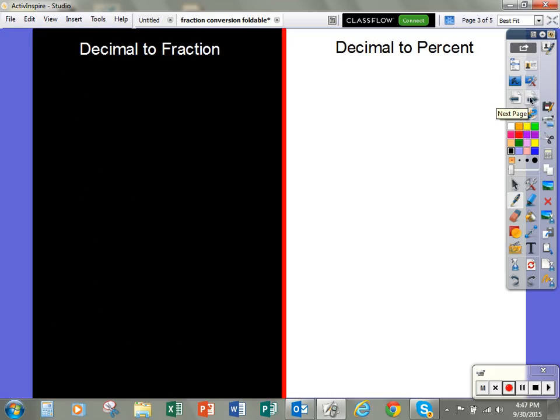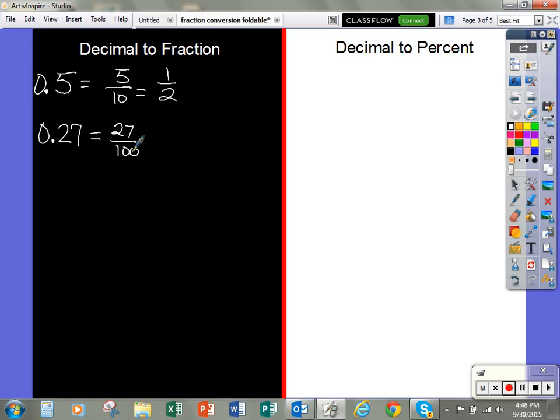Let's try decimal to fraction. Again, some of these are easier than others. If I have 0.5, I would simply write it the way that I say it, 5/10. And then I would simplify to 1/2. Or if I have 0.27, that's 27 hundredths. So I write it exactly the way that I say it, 27 hundredths. And that one will not reduce.